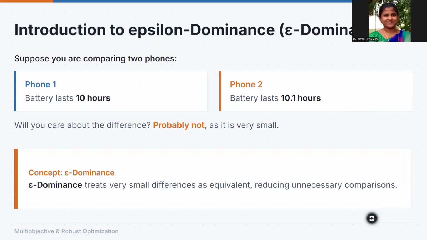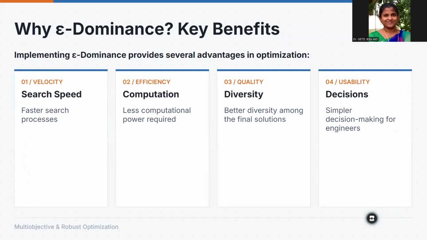So there is one more concept called epsilon dominance. If you see these two cases, phone 1 and phone 2, in one the battery lasts for 10 hours. Here the battery lasts for 10.1 hours. Will you care about this difference? No, 10.1 doesn't make a difference. Such a small difference is handled by epsilon dominance. So phone 2 dominates phone 1 within a small epsilon difference. Epsilon dominance treats a very small difference as equivalent, reducing unnecessary comparison. So we don't compare these two because there is no real difference.